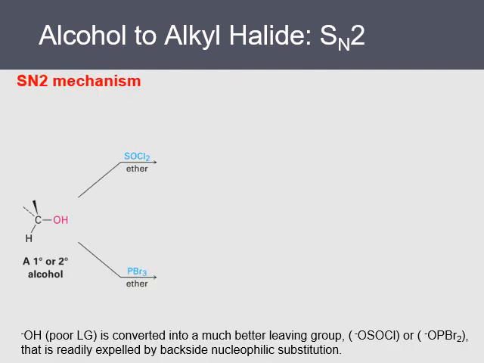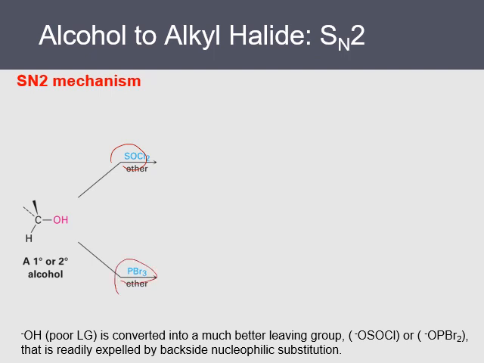In the last slide, we showed the mechanism of SN1 reaction. A tertiary alcohol is converted to an alkyl halide. What about the primary and secondary? Okay, primary, secondary alcohol, you need thionyl chloride or phosphorus tribromide.